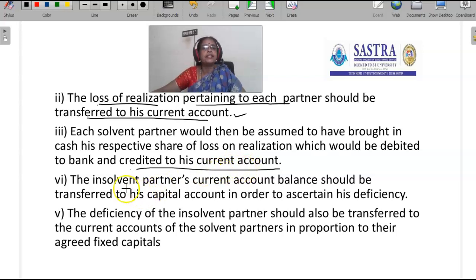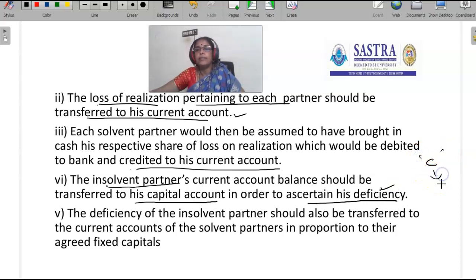The fourth step is that the insolvent partner's current account balance should be transferred to his capital account in order to ascertain his deficiency. Suppose C is insolvent. His current account balance should be transferred to C's capital account in order to calculate his deficiency.